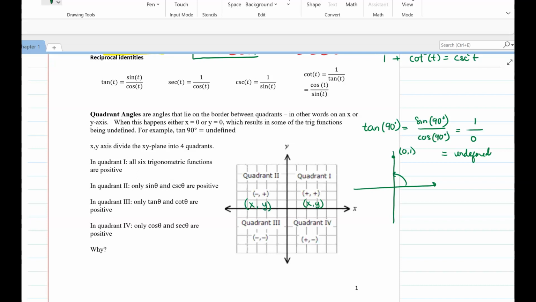Since sine is y and cosecant is 1 over y, those are the only values that are positive. The rest of the trigonometric functions involve x in some form, so they are negative. In quadrant 3, only tangent and cotangent are positive because tangent of theta is equal to y divided by x, so when you have negative divided by negative, it becomes positive, right? And in quadrant 4, only cosine and secant of theta are positive. Again, same argument, because x is positive and y is negative in this quadrant.